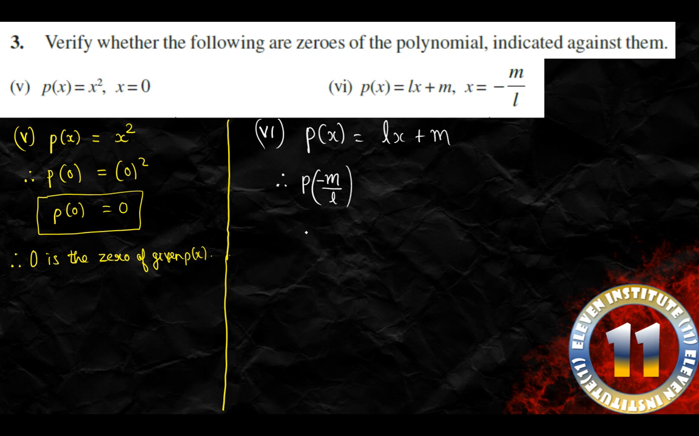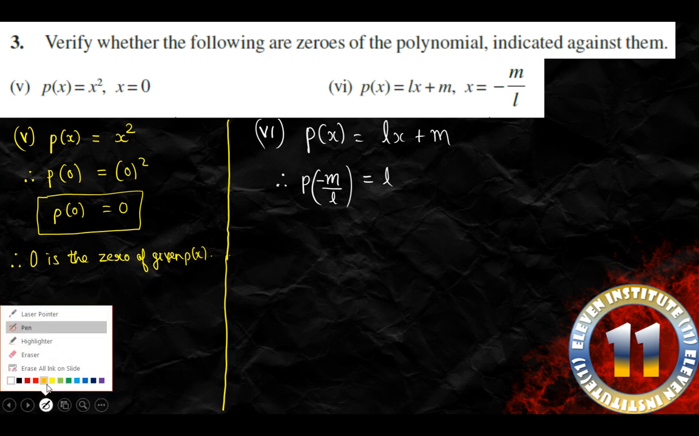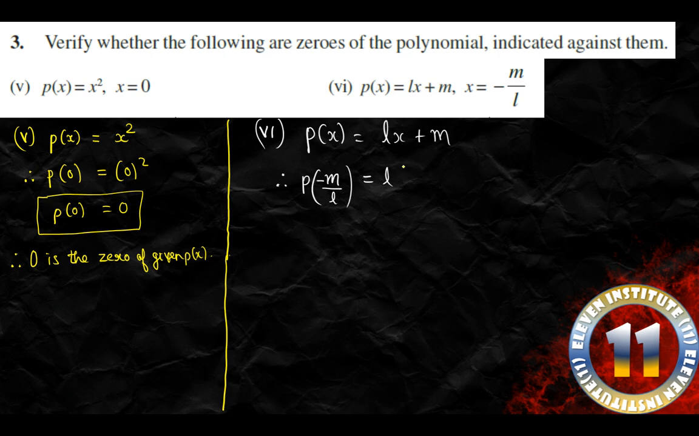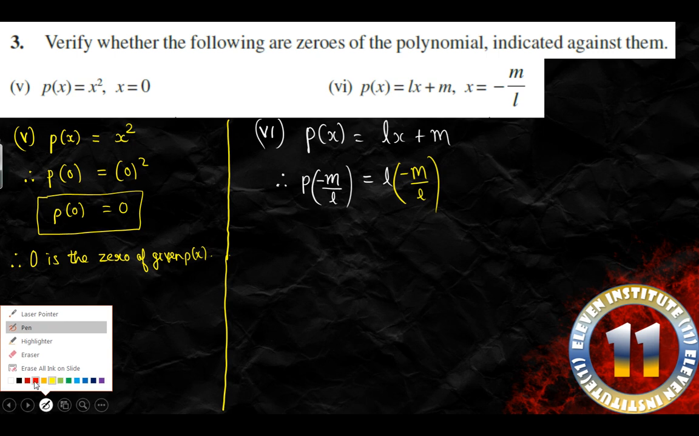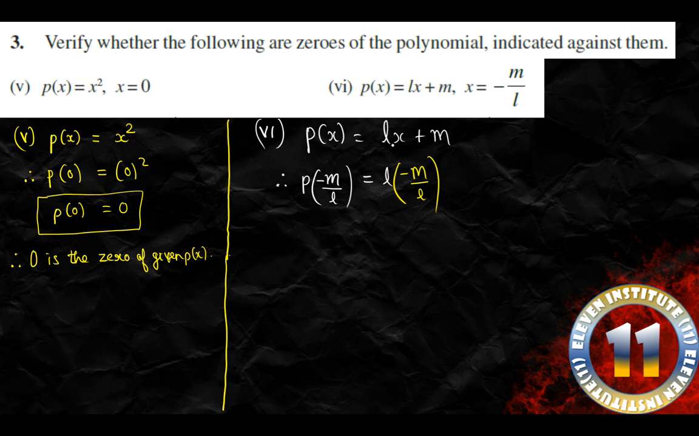See, we have done nothing. Just we have written minus m upon l instead of x. Now, this l will remain as it is. Instead of x, we will write minus m upon l. I hope this is clear to you. Instead of x we have written minus m upon l, and after that we are having plus m, so we will again write over here plus m. Don't be confused at all.